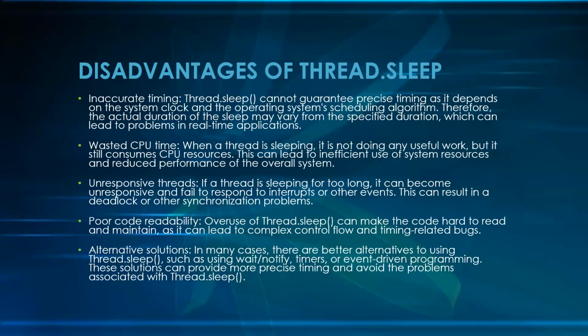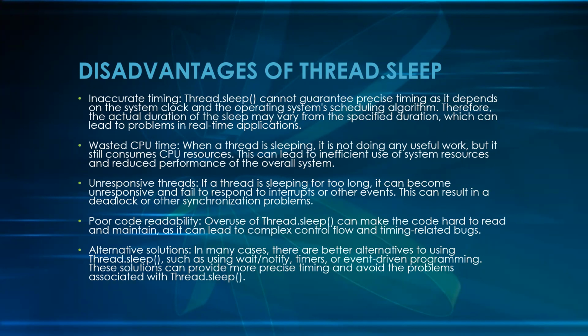What are some of the disadvantages of thread.sleep? Inaccurate timing. Thread.sleep cannot guarantee precise timing as it depends on the system clock and the operating system scheduling algorithm. Therefore, the actual duration of the sleep may vary from the specified duration, which can lead to problems in real-time applications. One disadvantage also is wasted CPU time. When a thread is sleeping, it is not doing any useful work, but it still consumes CPU resources. This can lead to inefficient use of system resources and can reduce performance of the overall system.